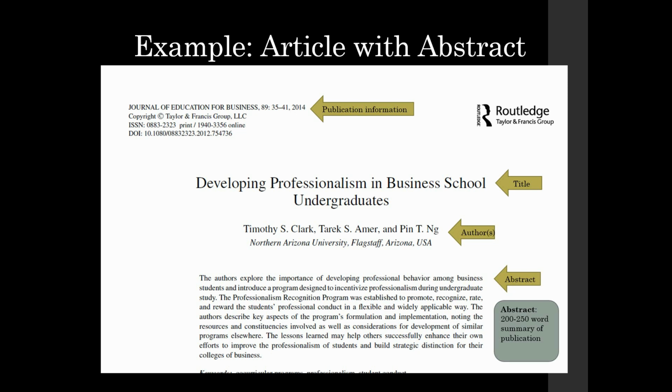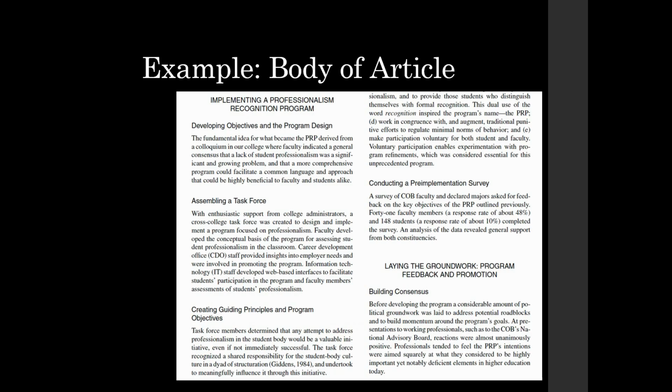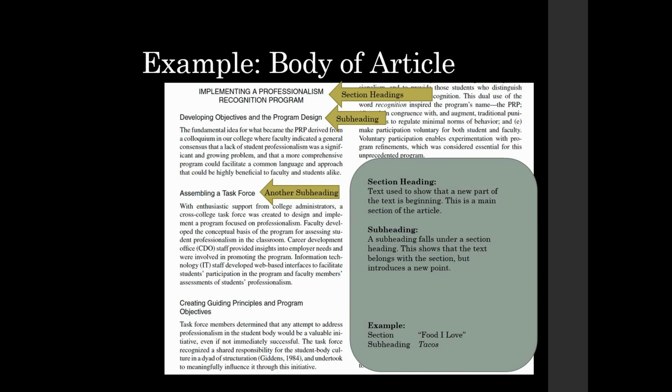A scholarly article abstract will most likely provide a summary of the article, the research methods, the findings, conclusions, and/or recommendations. Because scholarly articles can range from 8 to 60 plus pages, they utilize section headings and subheadings in order to organize information. In this particular example, the section heading is implementing a professionalism recognition program. This indicates to the reader that the subsequent paragraphs will focus on that particular main point of the article.